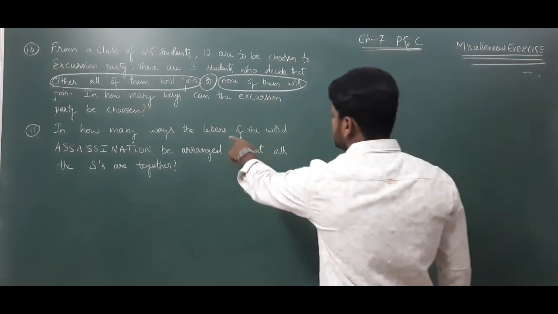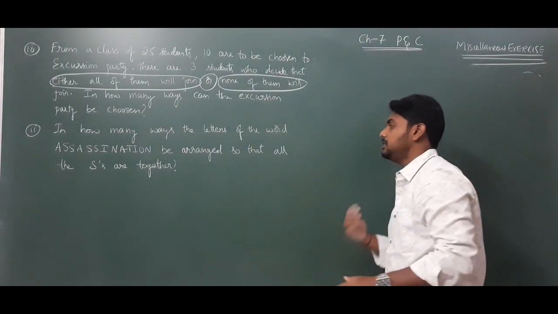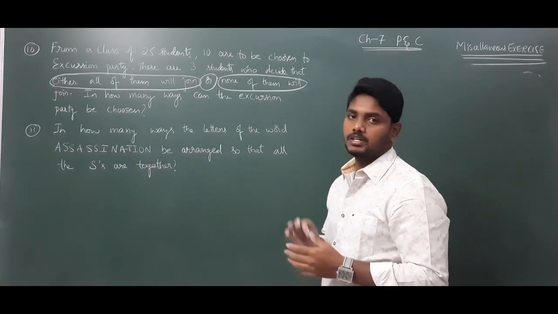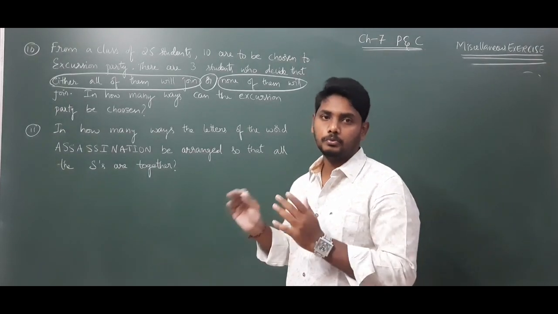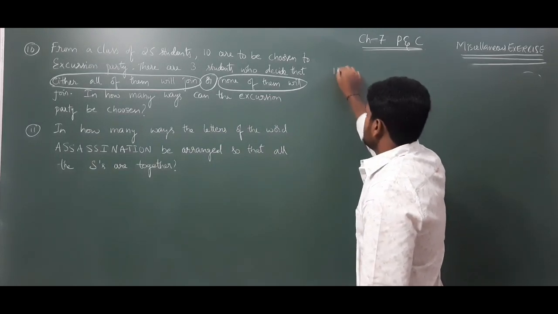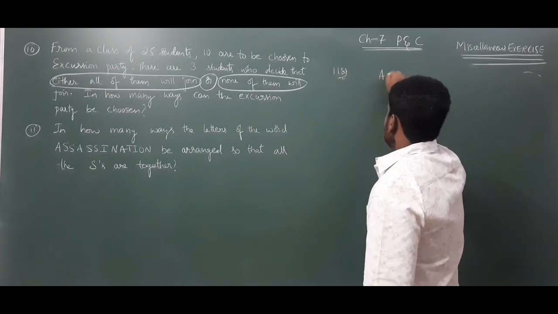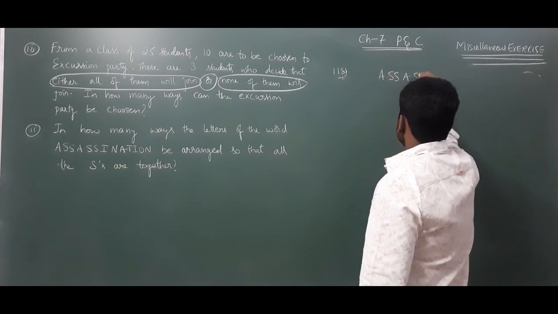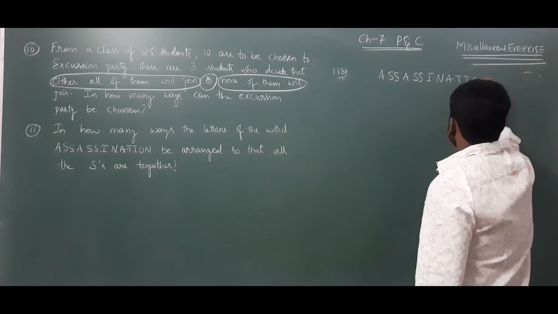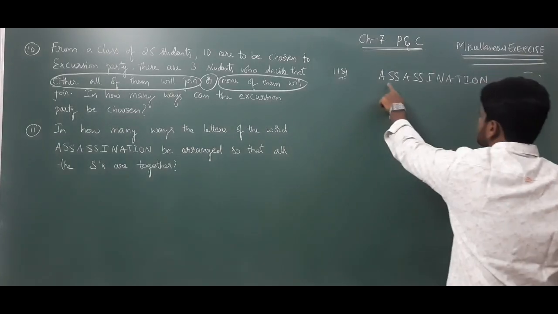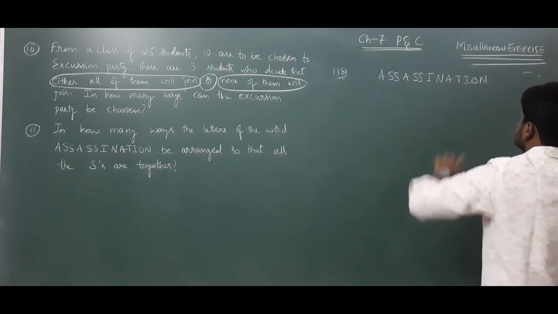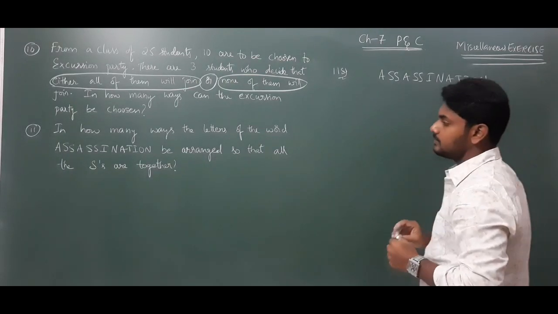In how many ways can the letters of the word ASSASSINATION be arranged so that S's are together? So the S's are grouped together. See, first we will write that word, ASSASSINATION. First we will count how many letters are there. 1, 2, 3, 4, 5, 6, 7, 8, 9, 10, 11, 12, 13. See, total 13 letters are there.